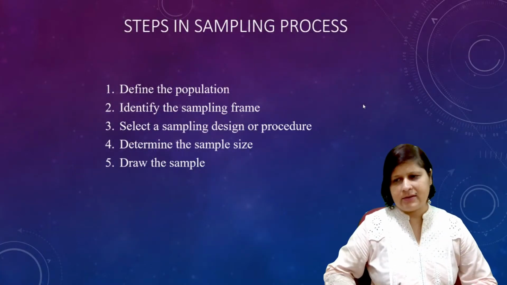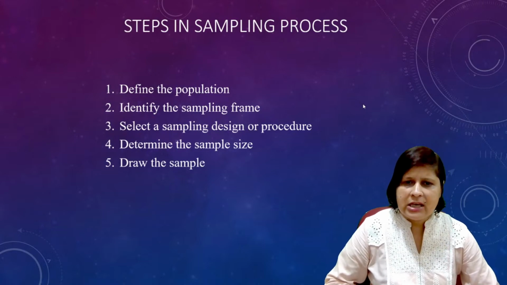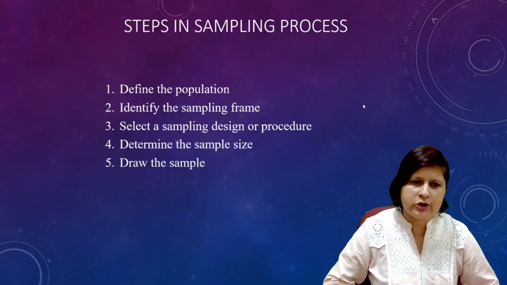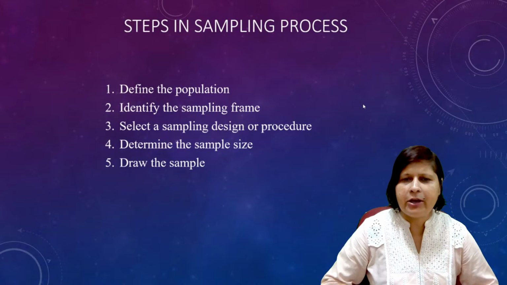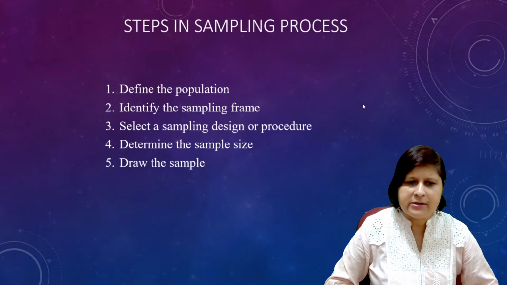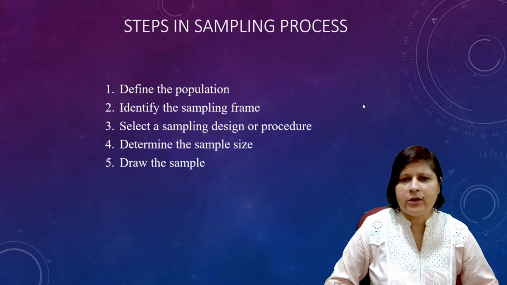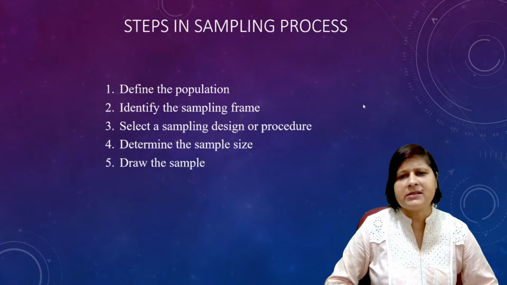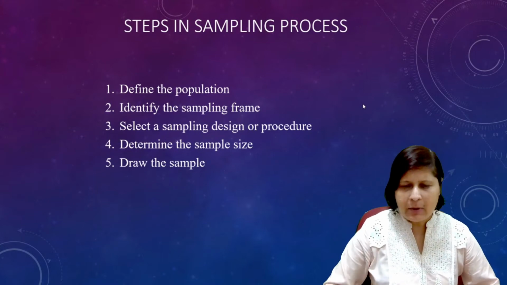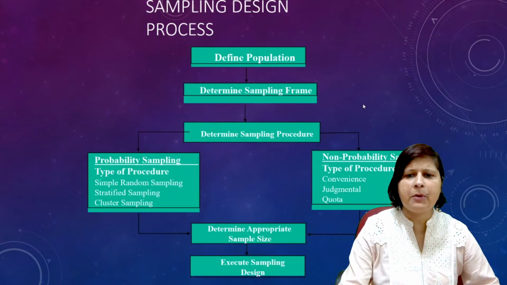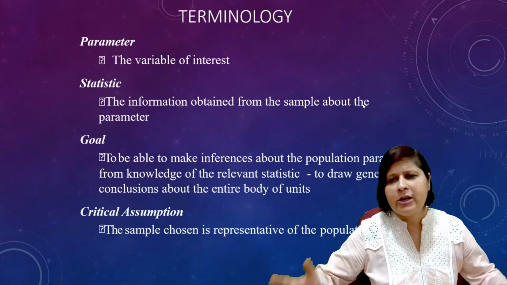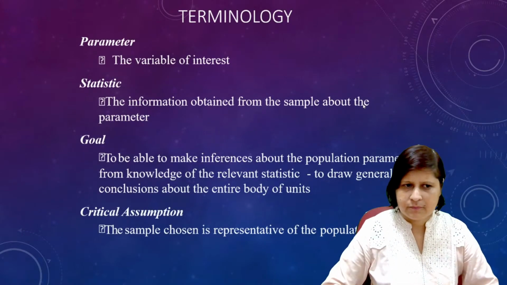Steps in sampling process. There are a few steps which one should consider while doing the sampling process. First of all, define the population. It is very important to define the population. Then identify the sampling frame, that is the list of the population from where you want to choose samples. Select the sampling design or procedure. And then determine the sample size and draw the sample. This is the whole sampling process. Defining the population means you have to define a population. Suppose we have defined a population of teenagers of Delhi, right?